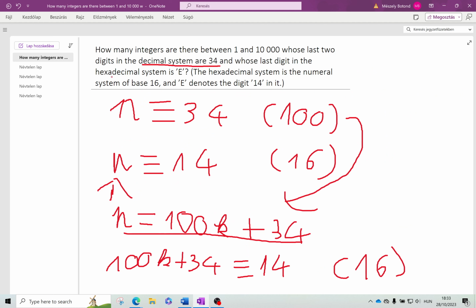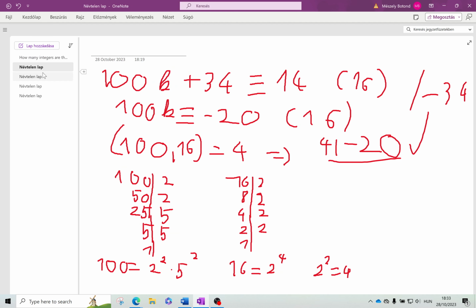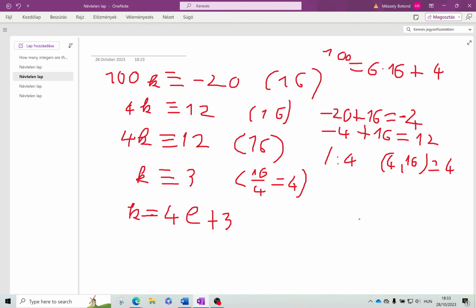After this, when we have solved 100k equal to minus 20 mod 16. Then this. I have a question. From the first, there is 100k is congruent to minus 20 mod 16. Then you suddenly got 4k is congruent to 12. If you divide the 100k by, let's say, 25, you have to divide the right hand side by 25 also.